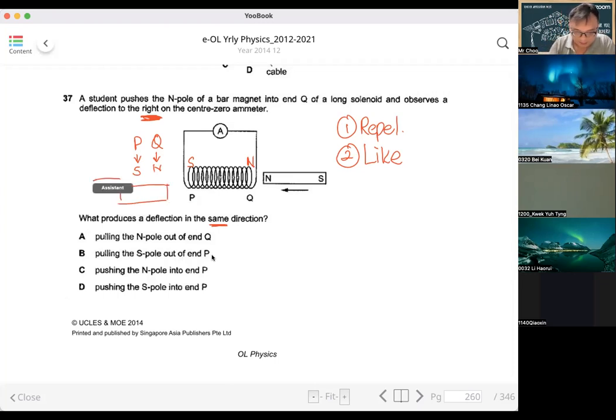It's something like this, right? Let me change color. If we talk about answer B, you're pulling the south pole out of NP. So you're pulling away. This is North Pole. So you are trying to pull away. What's the opposing force of pulling away?